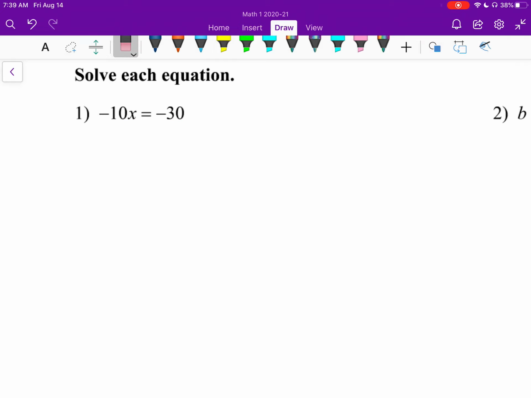So to solve, we need to get x by itself. We have negative 10 times x. To undo that multiplication, we need to divide. So I'm going to divide by negative 10 on both sides. My negative 10s on the left cancel. So I'm left with x equals, and on the right I have negative 30 divided by negative 10, and that gives me positive 3.